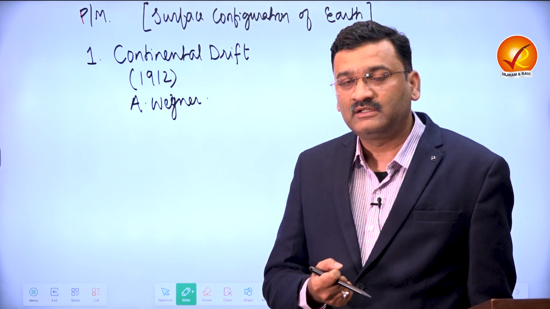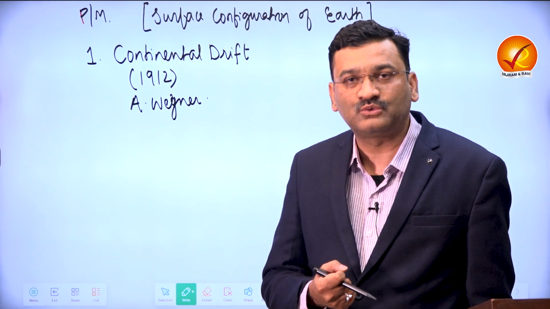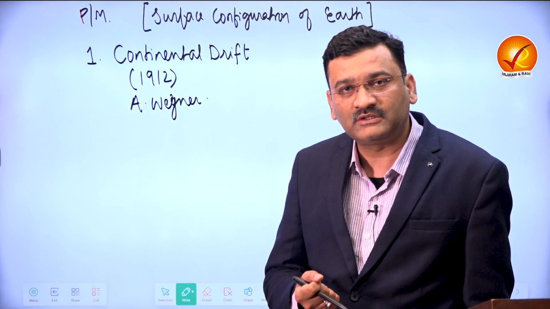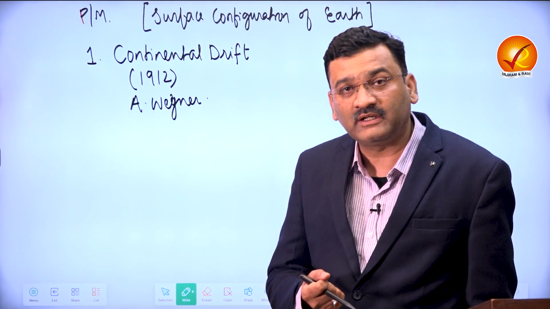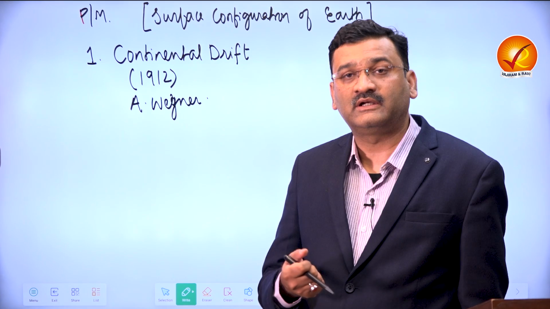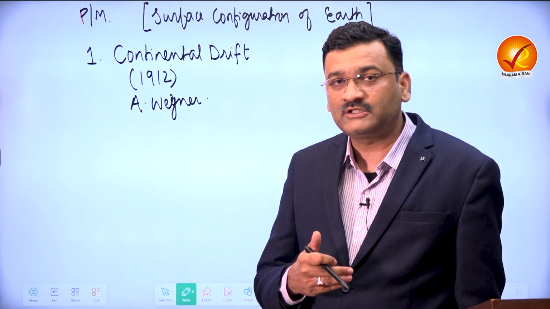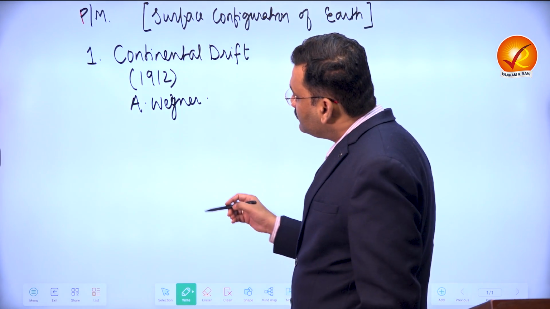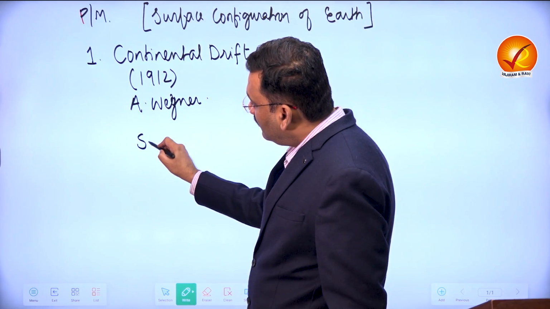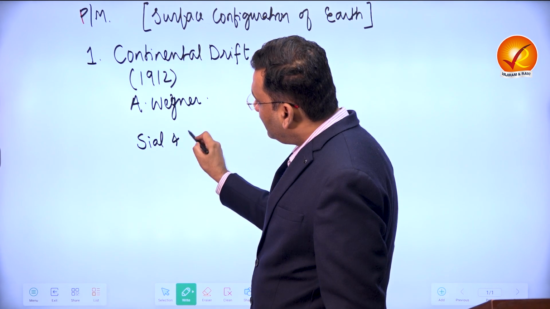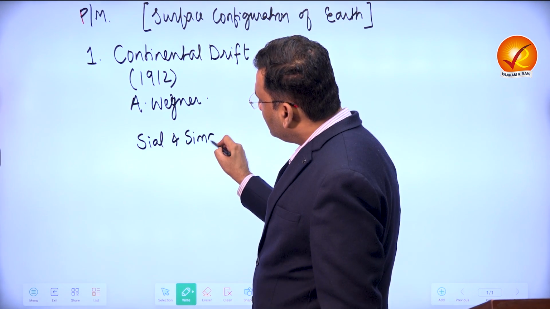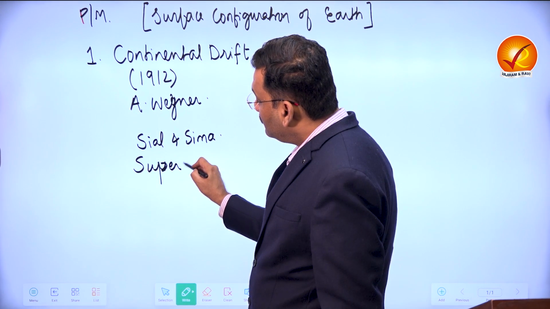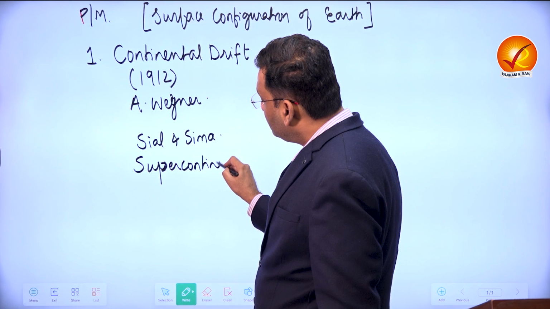This theory challenged the permanency school, and it said that the surface of the Earth is dynamic, the continents are not static, the continents are moving, and this movement of the continent is known as drifting. And this theory was based on the concept of sial and sima and the idea of supercontinent. So what is a supercontinent?